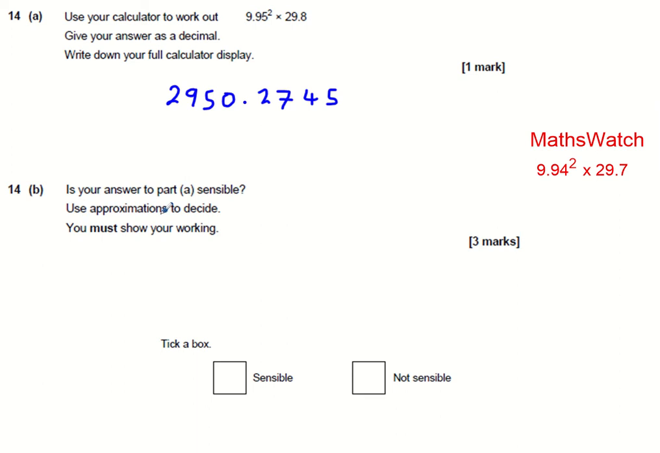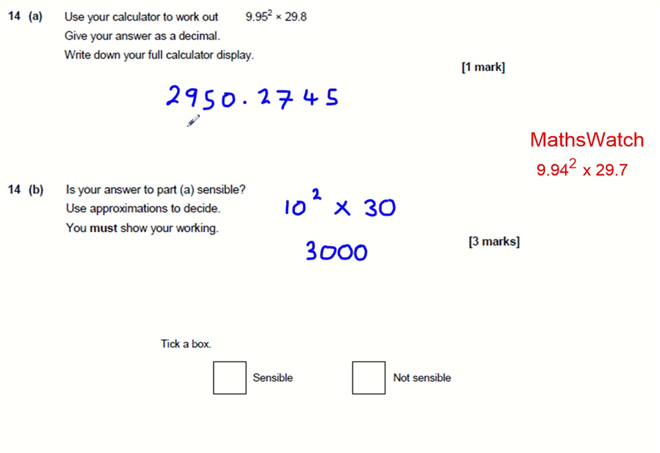Approximations is the other way of saying estimation, which means that we are going to take each of the numbers in the original question and round them. Traditionally this is to one significant figure, but we're trying to make the calculation as easy as possible to do. So 9.95, when we round that, will become 10 squared. So instead of 9.95 squared, we do 10 squared. 29.8 is very close to the number 30. So our approximation of that calculation is 10 squared times 30. 10 squared is 100, times 30 is 3,000.